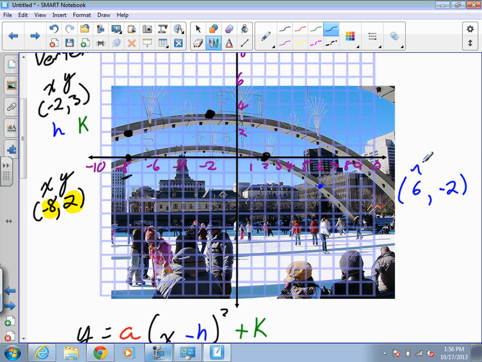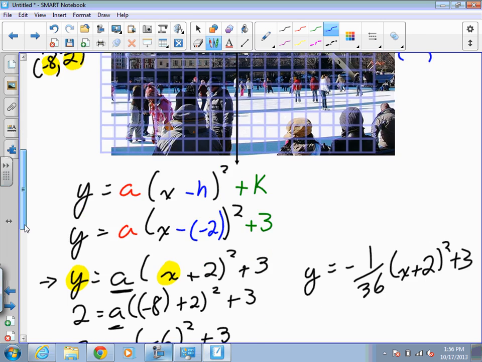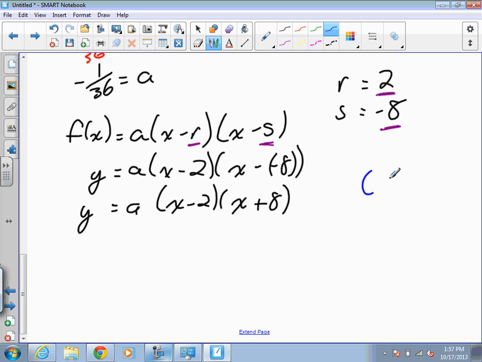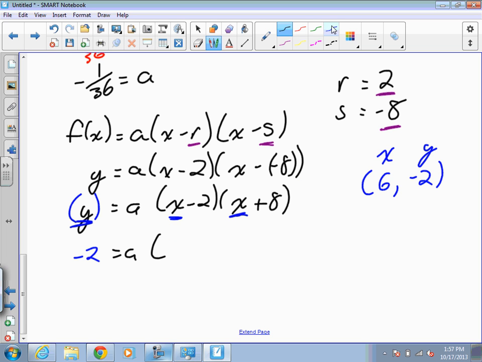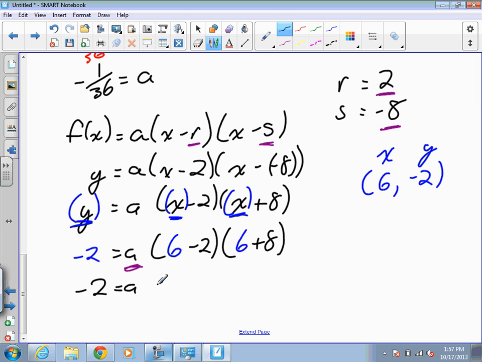So let's go way down to our factored form. 6 and negative 2. We're going to replace our x and y values. So there are 2 x values here and 1 y value. We're going to replace y with negative 2 is equal to a times, and our x's are the number 6. So 6 minus 2 and 6 plus 8. Now there's only one variable left, which is the letter a, which is great because that's what we need to find. So we have negative 2 is equal to, we simplify this bracket, this becomes 4. Over here we get 14.